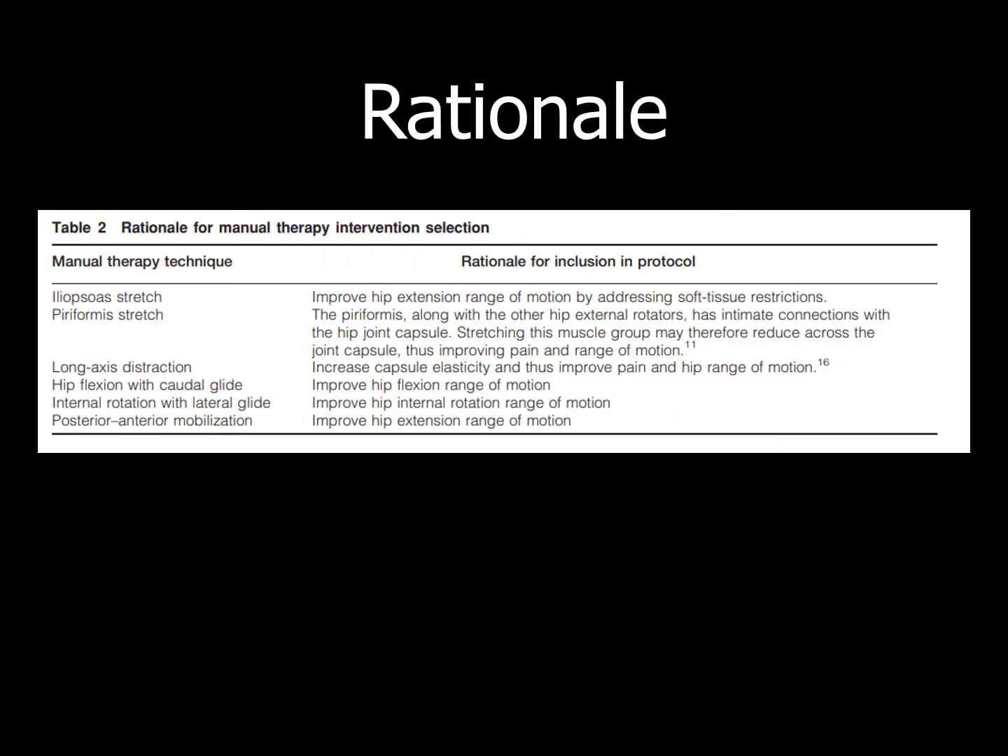In the paper as well, they provided a table that has the rationale for their manual therapy intervention selections. And I would take a moment and look at the rationale for each technique that they used. So for the stretches, what were they trying to do? And with each of their mobilization techniques, what were they trying to do? The goals here are really to improve rotation, improve flexion, and improve extension of the hip. And each of these techniques are good at doing that.